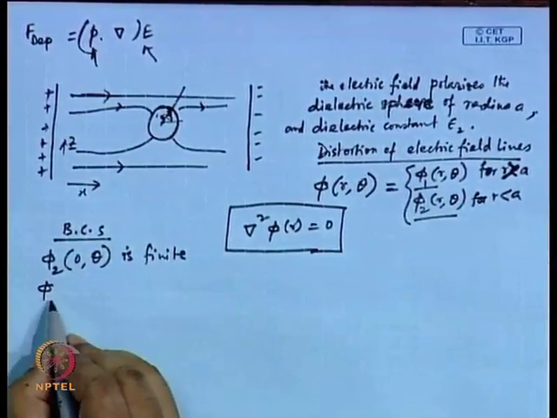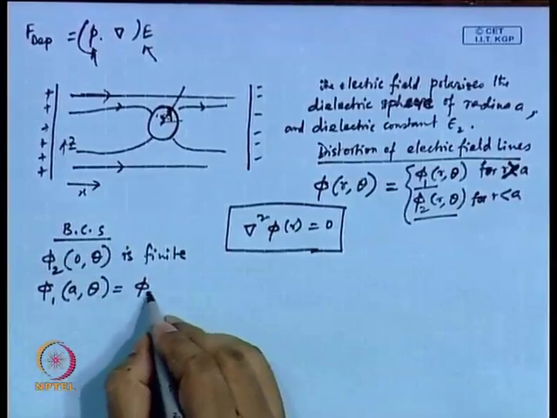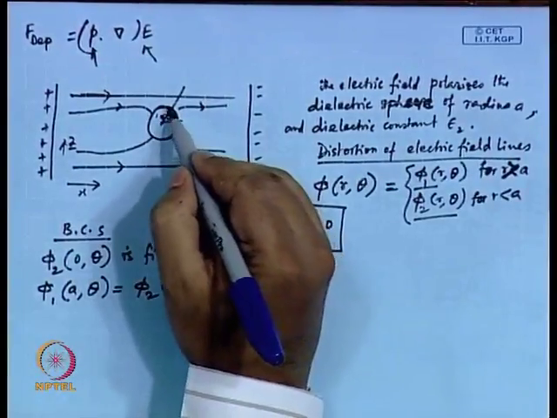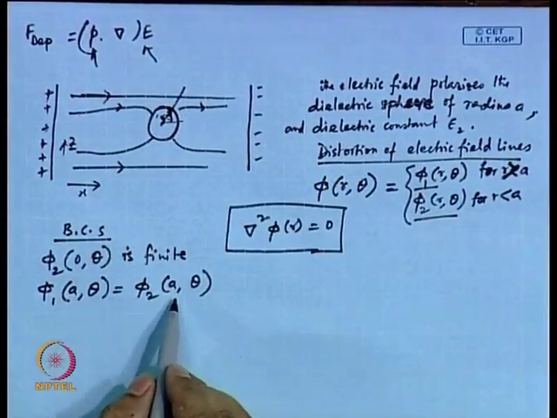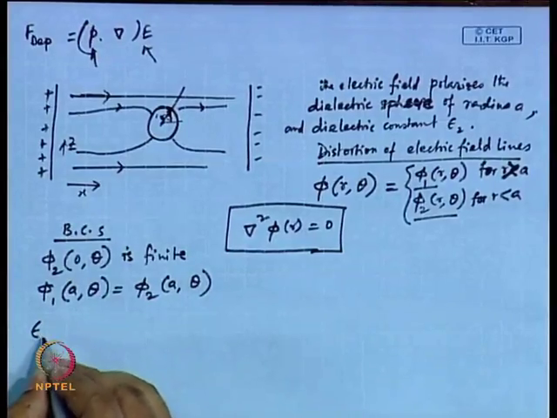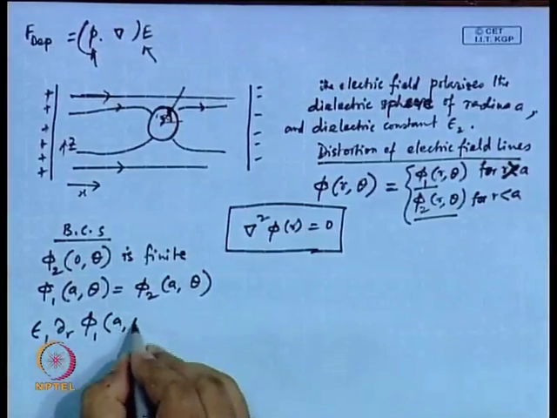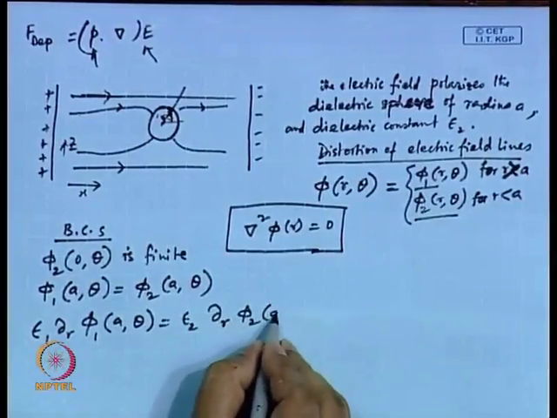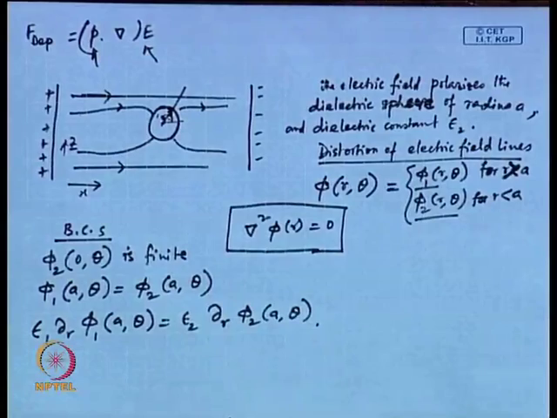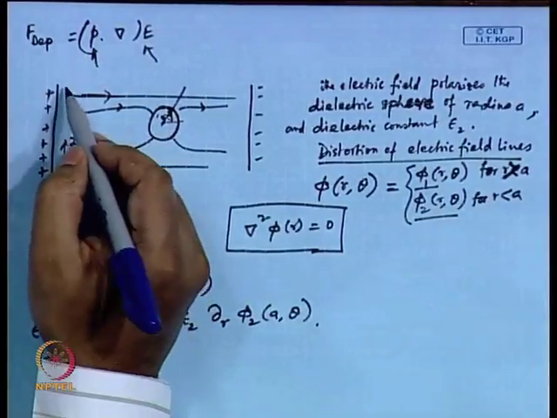The other is continuity, which is important. Phi 1 a theta is equal to phi 2 a theta, that means where the sphere ends and the fluid begins, there has to be continuity in phi, and in their derivative. You need a continuity there as well. And after all these, phi has to be related to the electric field lines, because originally you have imposed an E there.